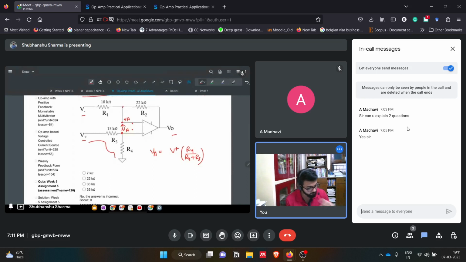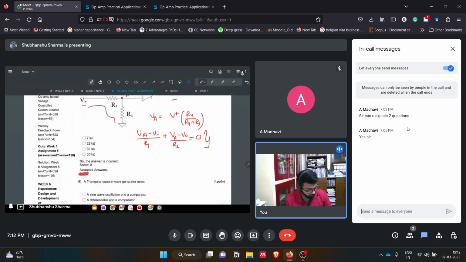Then if we use KCL in this VA node, we will get (VA minus V minus) divided by R1 plus (VA minus V naught) divided by R2 equals 0. If we solve this, we'll get some equation in terms of V plus, and we'll also get V minus in the equation, where we'll have some coefficients of V plus and V minus, and this will be V naught.